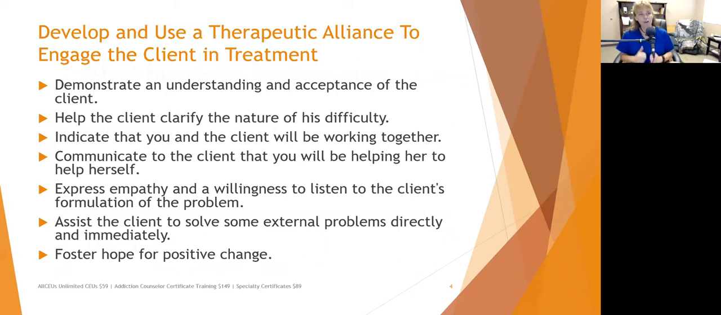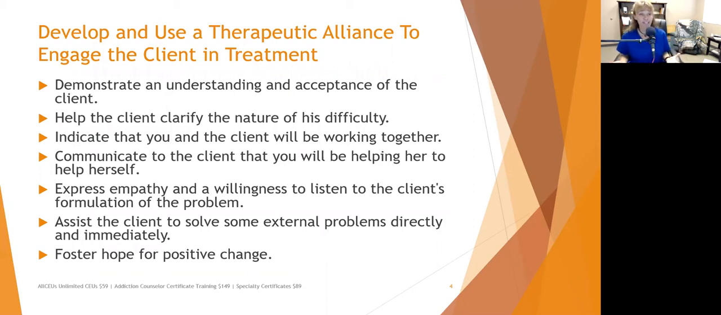Empathy is if you strap on that rappelling gear and go down there, so you're experiencing it with him. Now, you can still pull on the rope and get back out with your own rappelling gear, but empathy is really walking in that client's shoes, not looking down going, well, that must really be awful. We want to help the client clarify the nature of his difficulty.